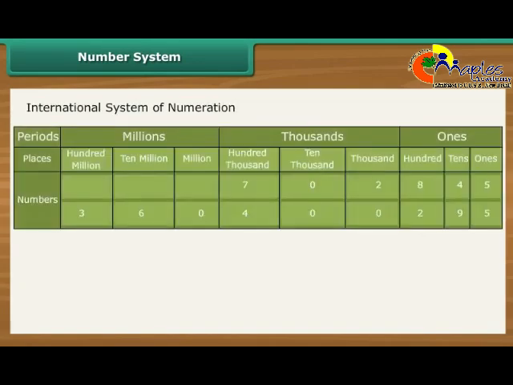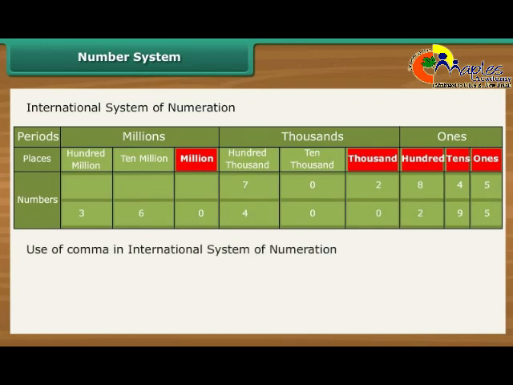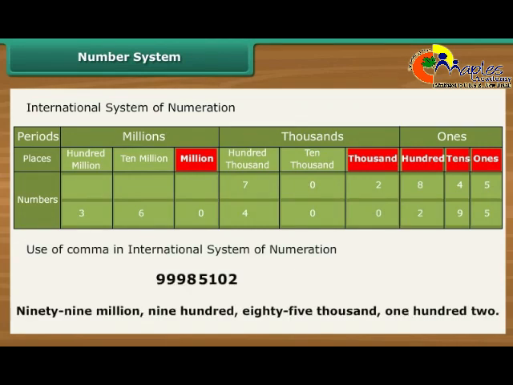In the international system of numeration, as it is being used, we have ones, tens, hundreds, thousands, and then millions. 1 million is 1,000 thousands. Commas are used to mark thousands and millions. A comma comes after every 3 digits from the right. The first comma marks thousands and the next comma marks millions.